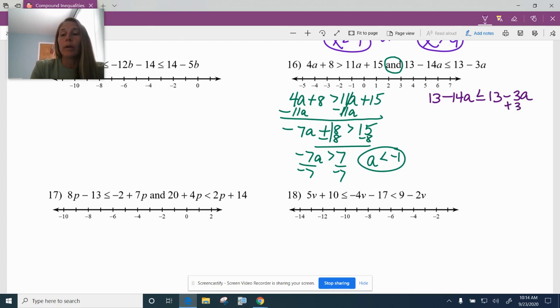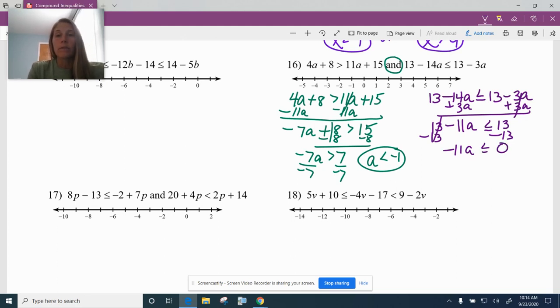Again, I'm going to bring my variables to the left just to keep it consistent. So I have 13 minus 11a less than or equal to 13. Now I'm going to subtract my 13. Now, just because I already had a 13 and I subtracted 13, that just equals 0. So don't let that confuse you. A lot of people get all confused and think it means something else. And then I'm going to divide by -11. 0 divided by anything is 0.